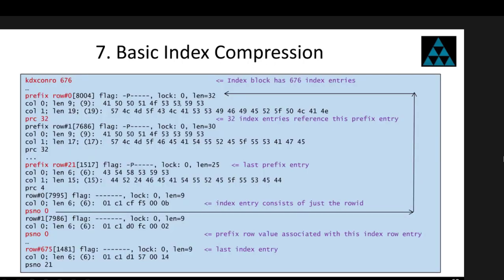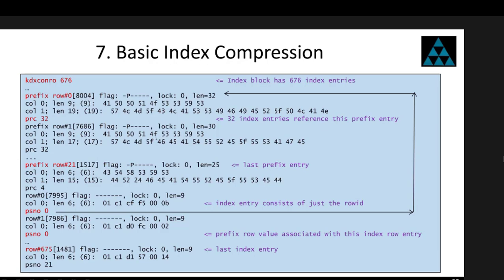And it says I have 32 index entries that have this value. They're the first 32. Then I've got this index entry. It's somewhat different to the previous one, but it's only stored once. And again, it happens to have 32 index entries, the next 32 that belong to it, and so on.